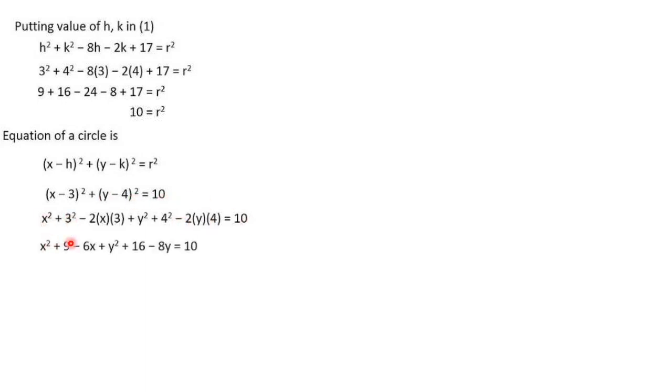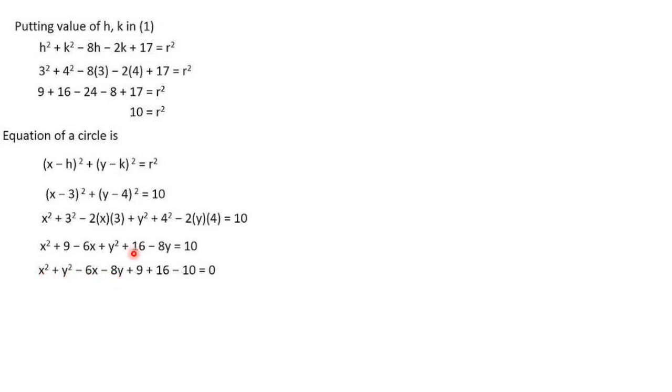x square plus 3 square is 9, minus 2 into 3, 6, into x is 6x, plus y square plus 4 square is 16, minus 4 into 2, 8, into y, that is 8y, equal to 10. Now arrange the square terms first, x square plus y square. Next is the x term, minus 6x, then minus 8y.